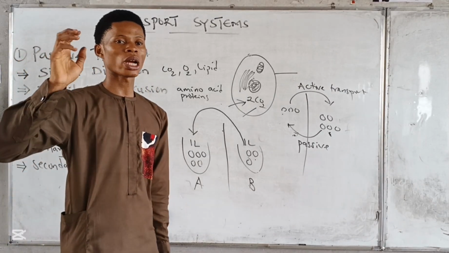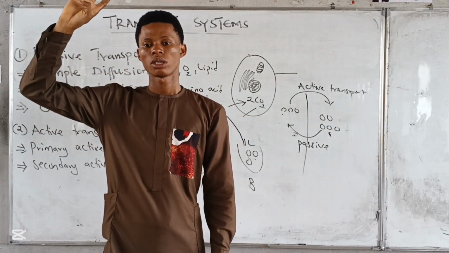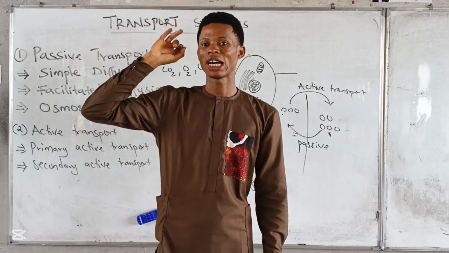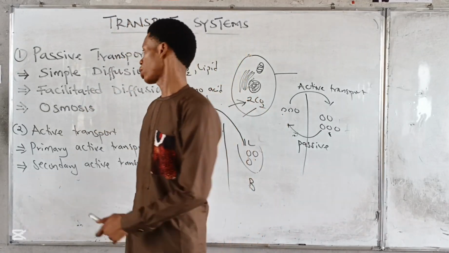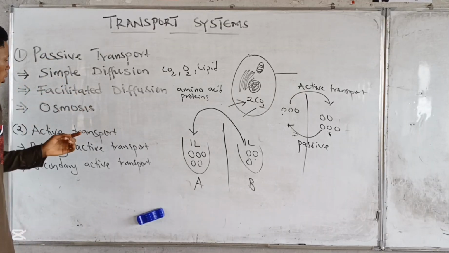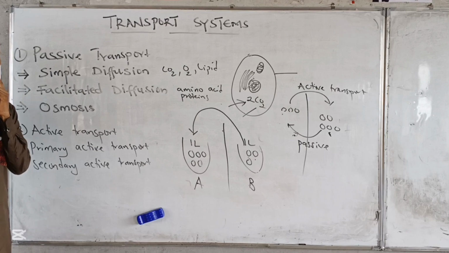So if you are asked to write on the 3 types of passive transport, number 1, what will you say? Simple diffusion. Number 2, facilitated diffusion. And number 3, osmosis. So that's that for passive transport. Energy is not utilized. But now, the second type of transport, active transport.